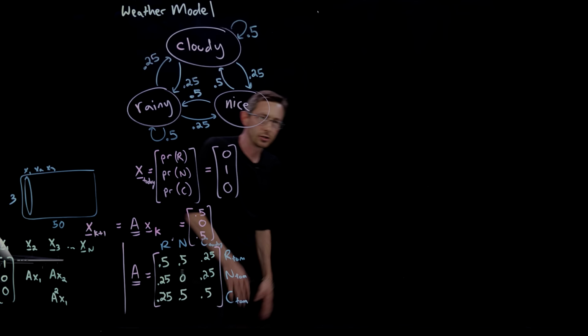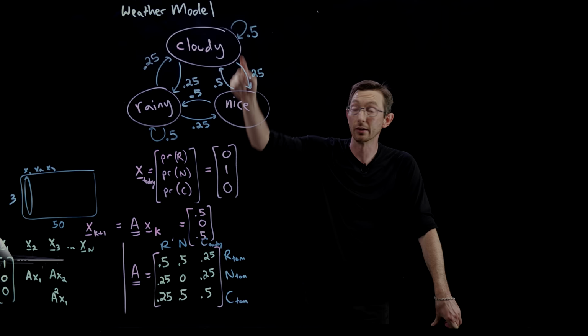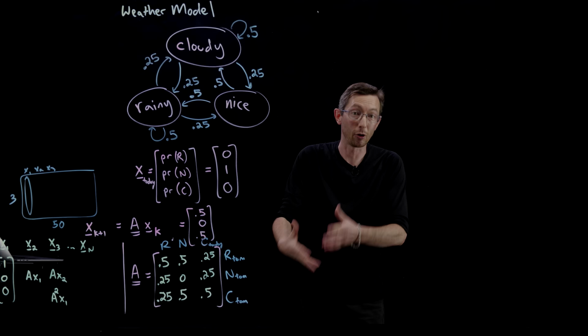I'm just going to do a super quick recap. Again, you can model systems as they evolve in time. You can model the state of your system as a vector, and that vector could be a set of probabilities of belonging to one of these states. There could be a transition matrix A that propagates that state forward in time.